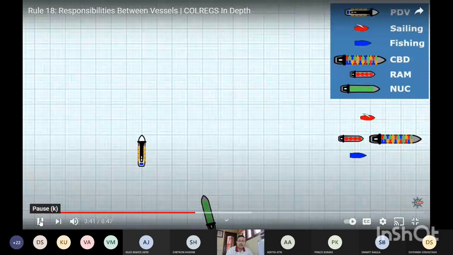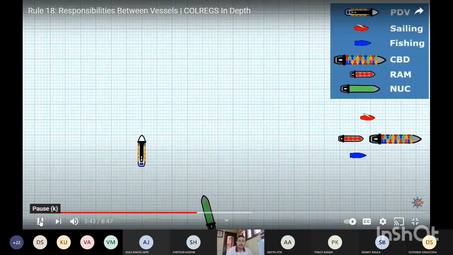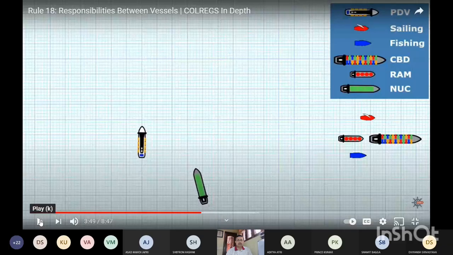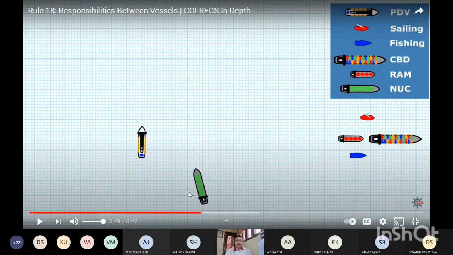Now, the final one we're going to look at clarifies that very first sentence. We've got a power-driven vessel being overtaken by a vessel not under command. So the green vessel is the not under command vessel. This is a power-driven vessel. Which vessel will keep clear of whom? The not under command will keep clear of the power-driven, sir.